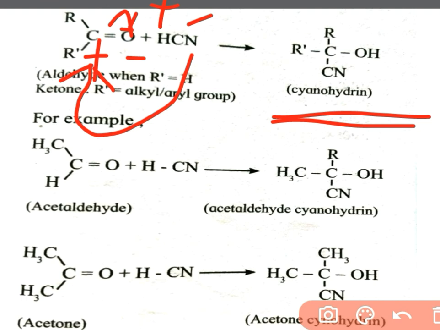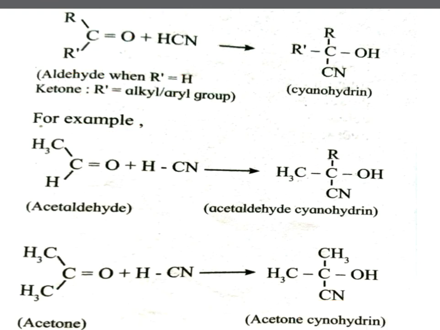See here R, C, R dash, then the incoming nucleophile CN, this double bond shifts onto O, which becomes O-, and this O- is then attacked by the positively charged H. So this is OH. So this is the product.